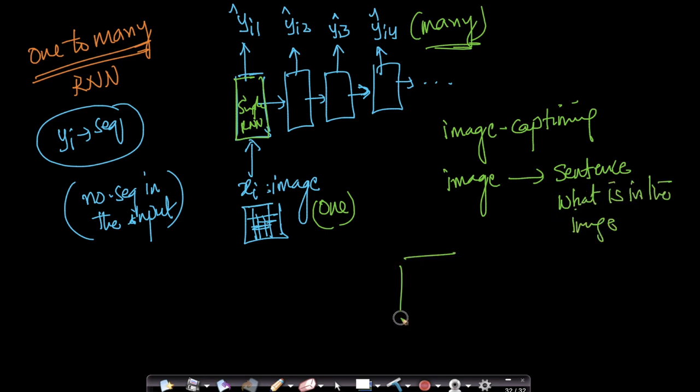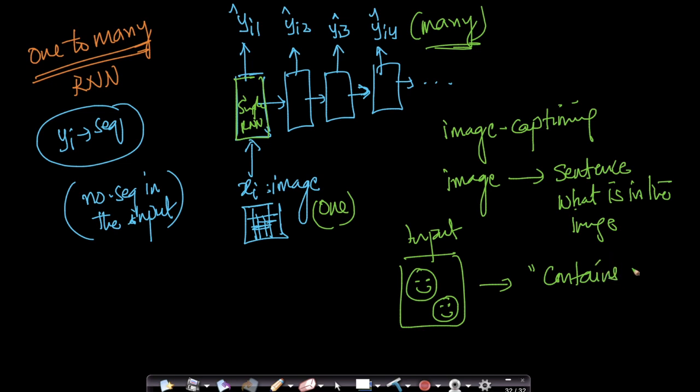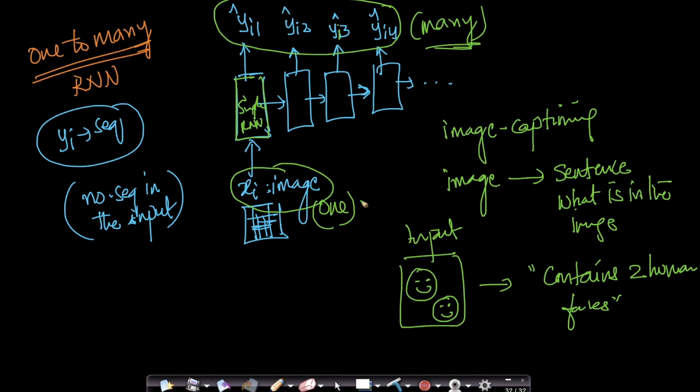So for example, imagine you have an image with maybe two faces. This is the input image, let's say. The output would be that it contains two human faces, right? So this is basically a sentence. Look at this. Your output yi is a sequence, or basically a sentence in this case. Your input is just one point. It's not a sequence. So it's called one-to-many. Image captioning is a very standard example for one-to-many RNNs.